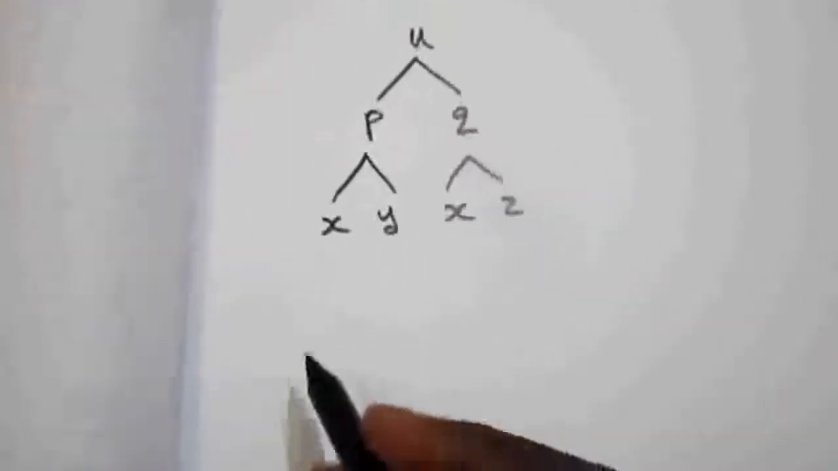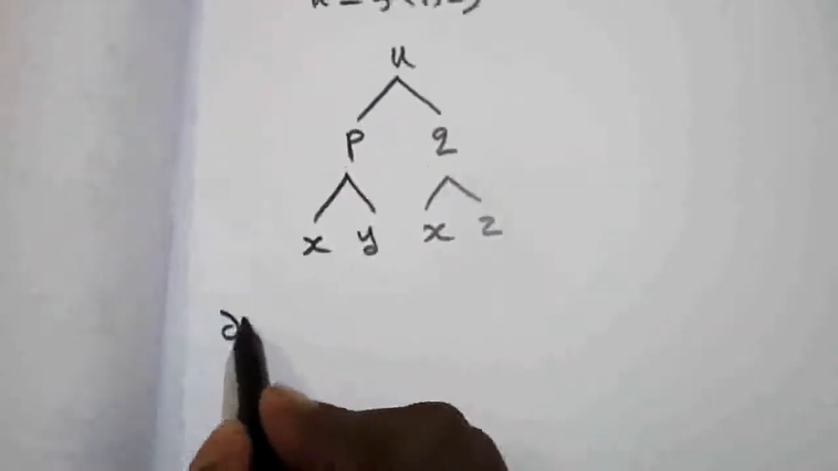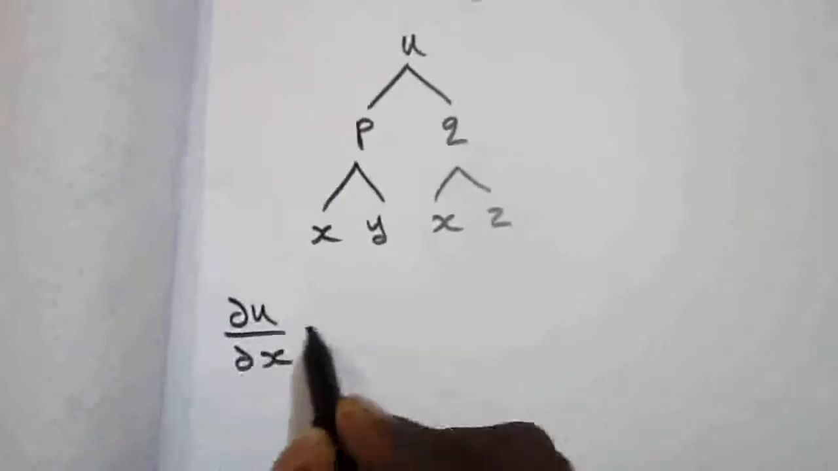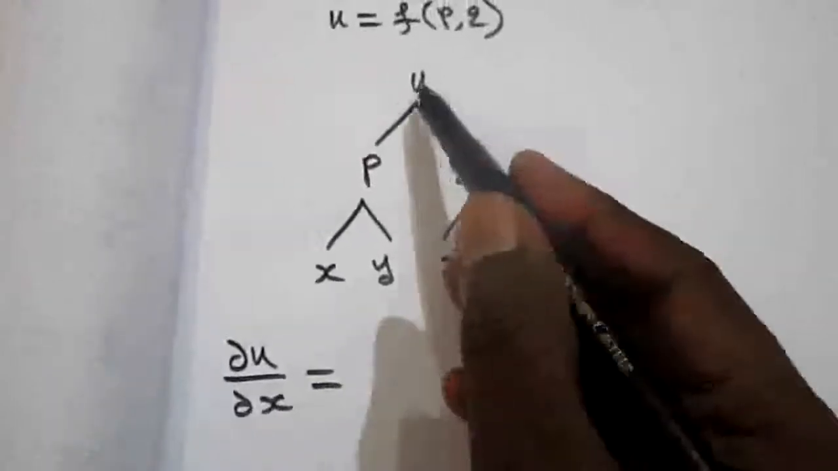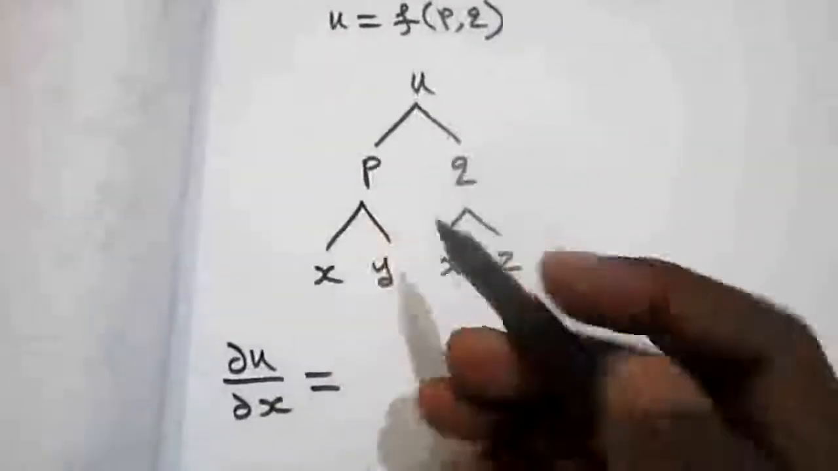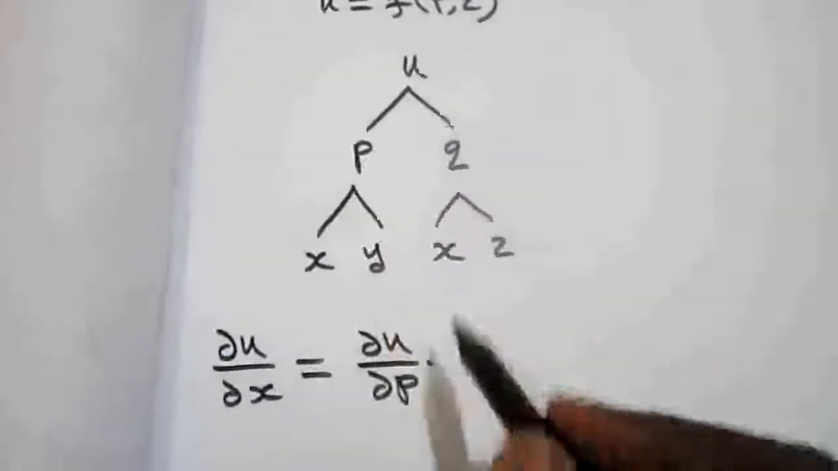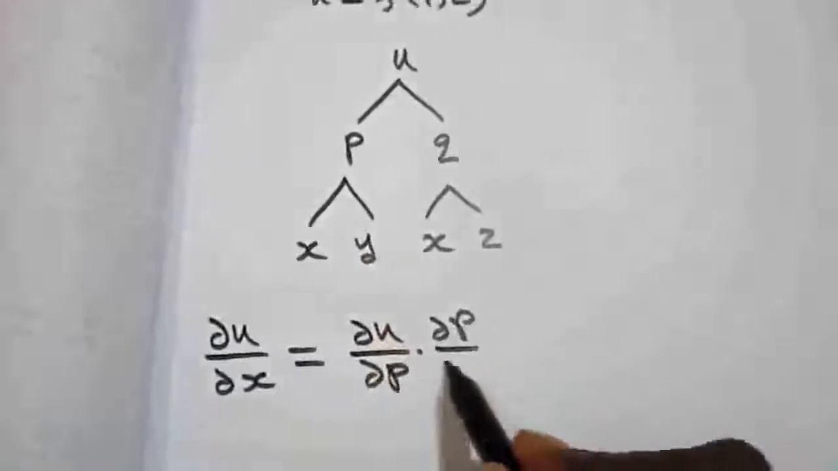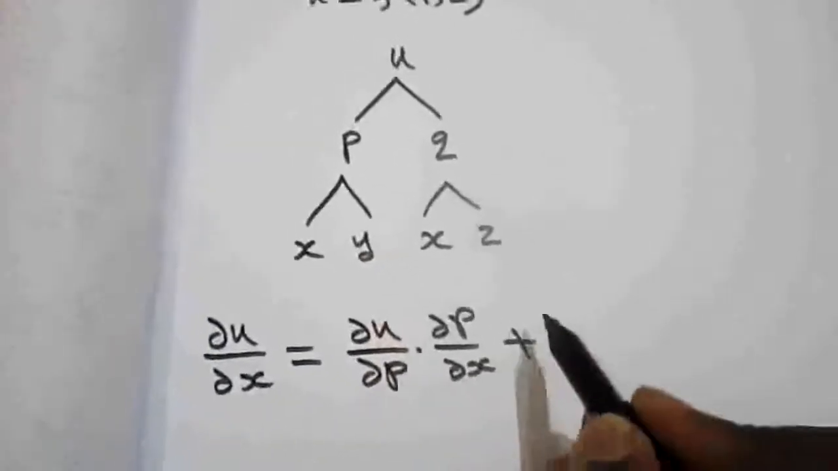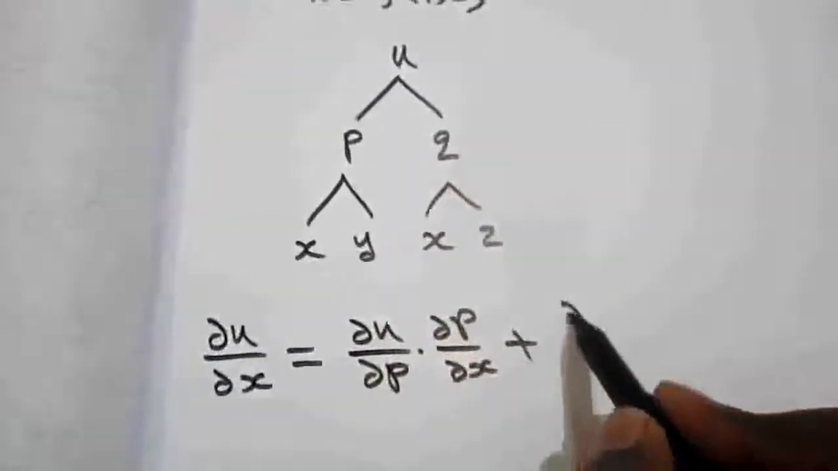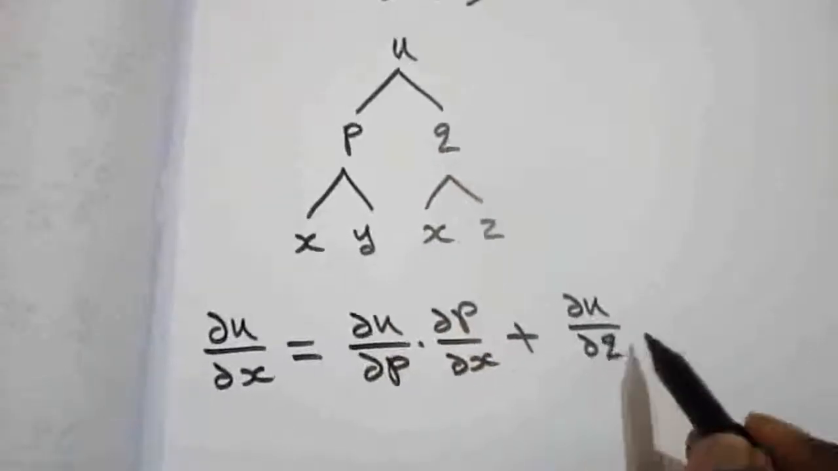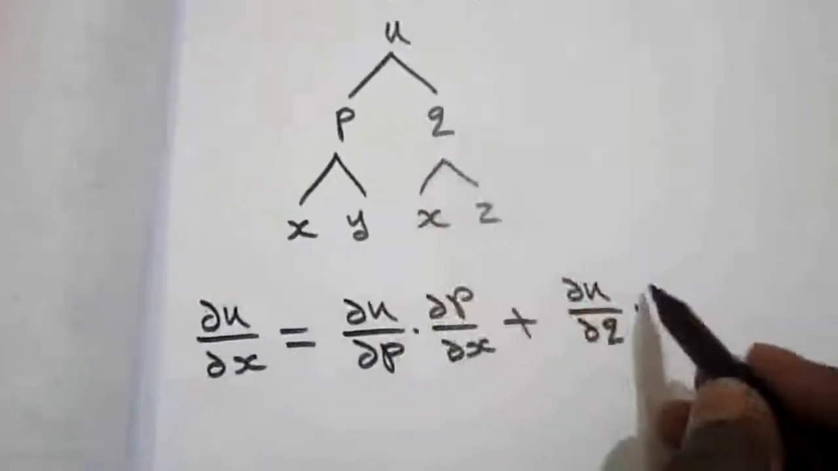So the first formula I am going to write is dou u by dou x, which is dou u by dou p into dou p by dou x, plus dou u by dou q into dou q by dou x.